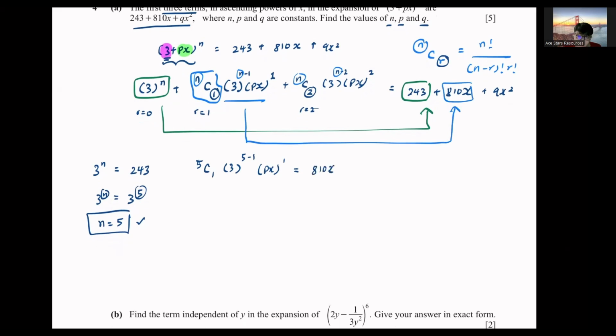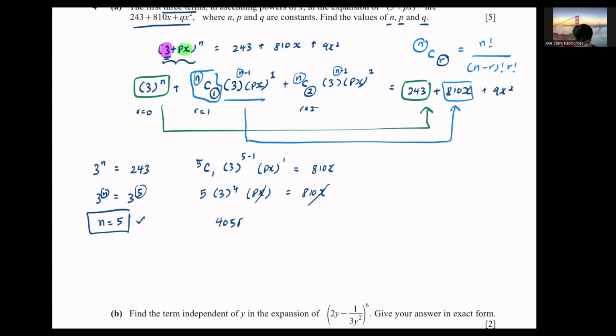So 5C1, press your calculator, that's going to give you 5. 3 to the power of 4, px and 810x cancel. So 5 times 3 to the power of 4 is 405p, and then p is 810 divided by 405. So guess what? We will have 2. That's our answer.